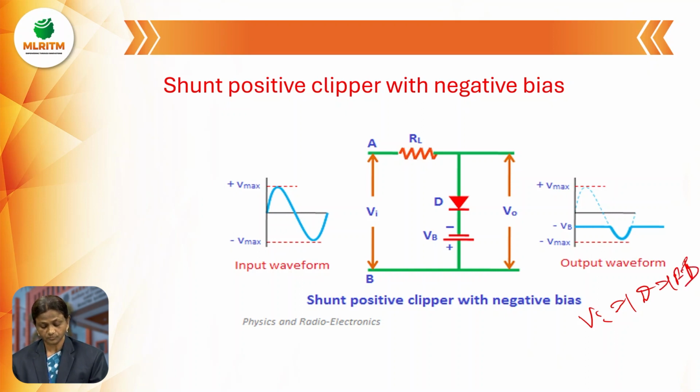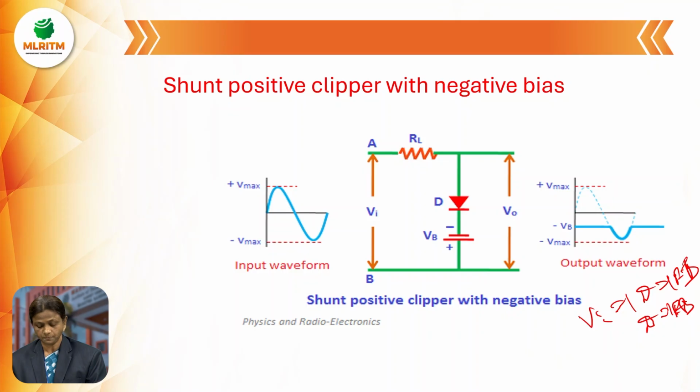Next, due to VB, the negative terminal is connected to the cathode of diode D. This is negative, this is also negative. So diode D is in forward bias. So due to Vi, the input voltage, diode D is in forward bias, and due to the reference voltage VB also, diode D is in forward bias.